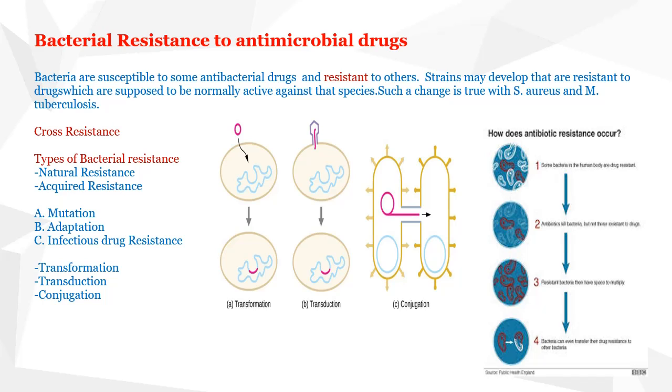Let us see how the resistance is developed. Resistance to drugs by bacteria is either through natural mechanisms or through acquired mechanisms. Natural resistance is genetically bound, and it depends upon the absence of certain metabolic processes or pathways within the bacterium.